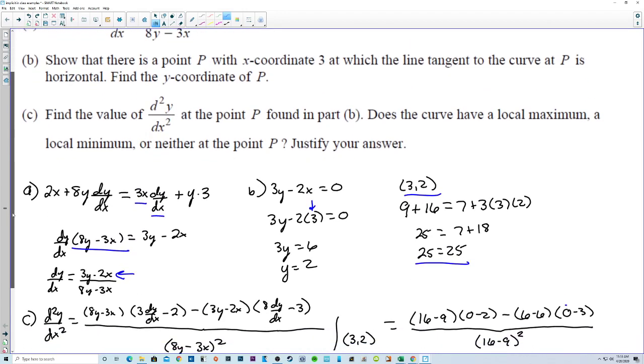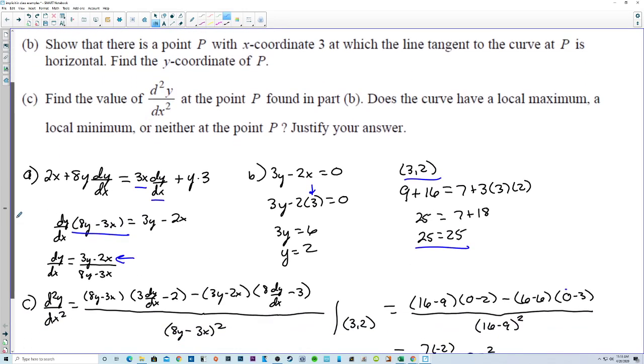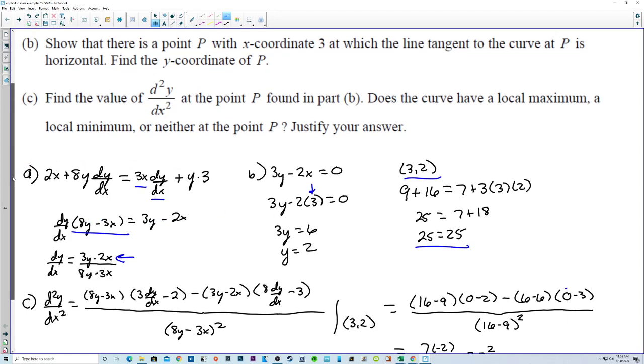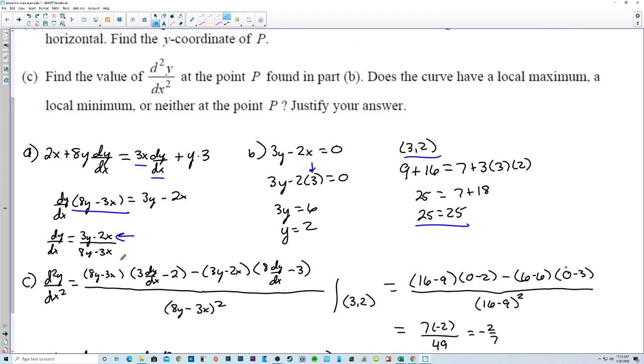Letter C, find the value of d2y/dx2, or second derivative, at the point P found in part B. Does the curve have a local maximum, a local minimum, or neither at the point P? And justify your answer. Well, we need the second derivative, so we have bottom times derivative of the top minus the top times the derivative of the bottom over the bottom squared. But notice that when we evaluate the first derivative at (3, 2), we get 6 minus 6. That is 0. So the slope is 0. So that's why we see a couple zeros over here.